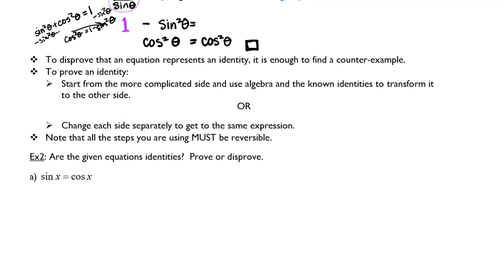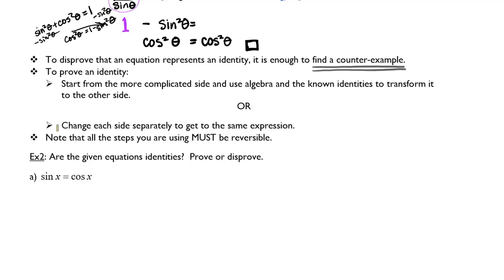So let's just reiterate the rules. To disprove that an equation represents an identity, it's enough to find one counterexample. To prove an identity, start from the more complicated side and use algebra and the known identities to transform it to the other side. Here's another option.